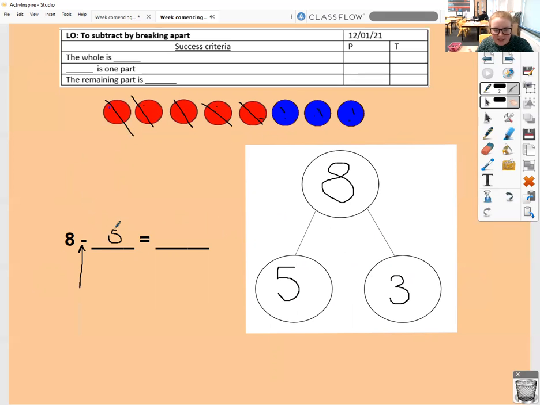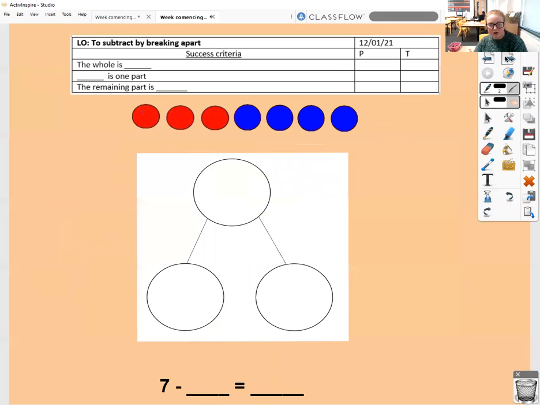So when writing this in a number sentence, our whole doesn't go on the other side of our equal symbol. It goes at the start of our subtraction section. So our whole from our part-whole model always goes at the start of our 2 parts of our subtraction. So 8 subtract 5, or 8 take away 5 equals our remaining part, which is 3.